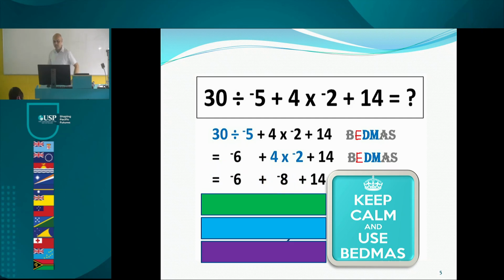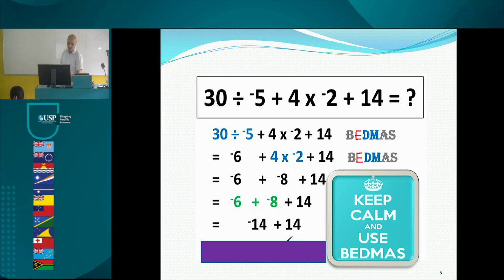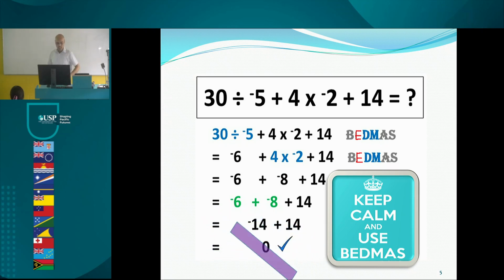Which one do you reckon I do now? How many operations left to go? 2. Which one? Both are addition, whichever comes first from left to right. Alright, let's keep going. That's the operation I want to do first. That's going to give me minus 14, and I get 0.